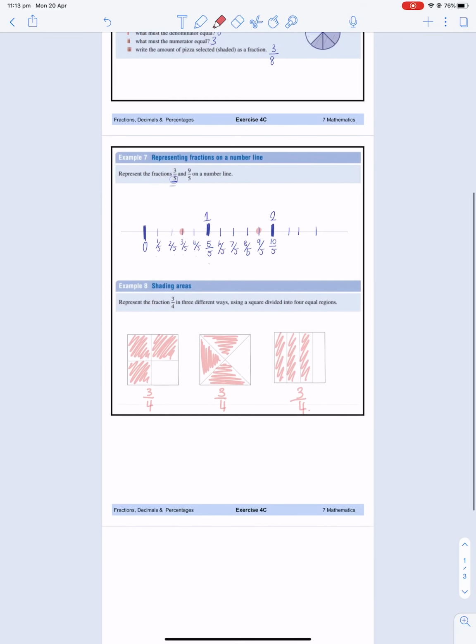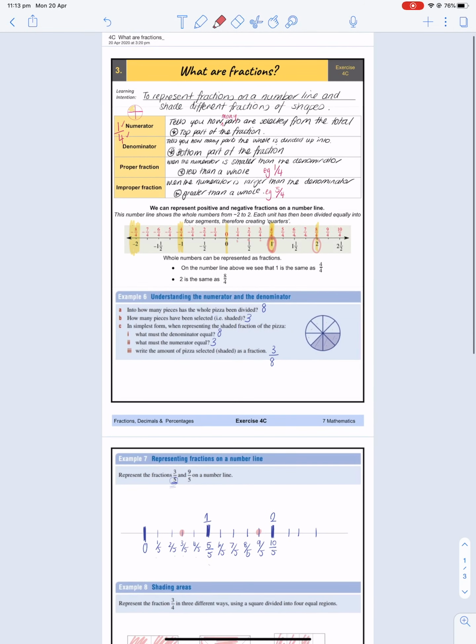Okay, so hopefully that helps you with exercise 4C. You need to look at your learning log, look at your allocated colour for this lesson, complete the exercise, mark it, and then upload the evidence of your work to Google Classroom by the end of today.